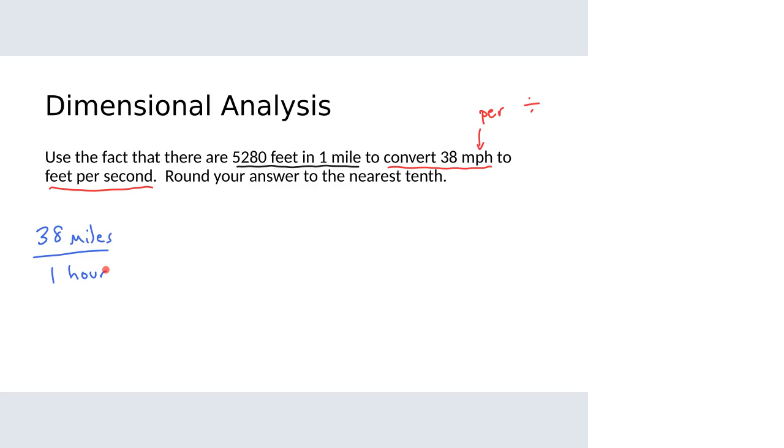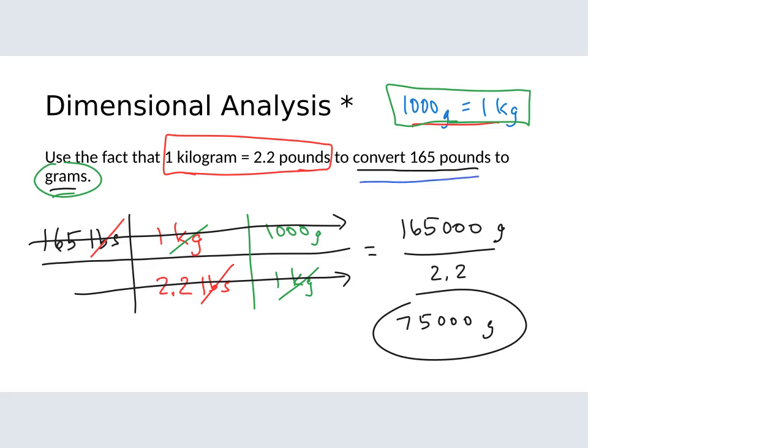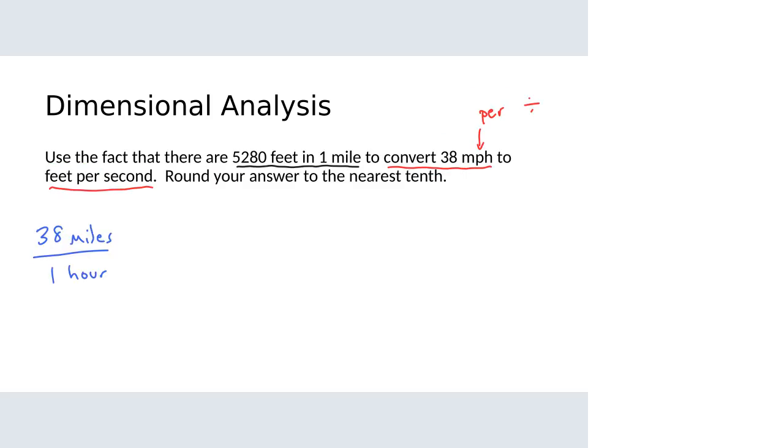In our previous questions, it was convert 165 pounds. We started with pounds. We didn't have anything in the denominator. Now, because it's miles per hour, we've got something in the top and we have something in the bottom. It changes our process a little bit, but the philosophy stays the same. Follow along with me here. So I have 38 miles per hour and I'm trying to turn this into feet per second.